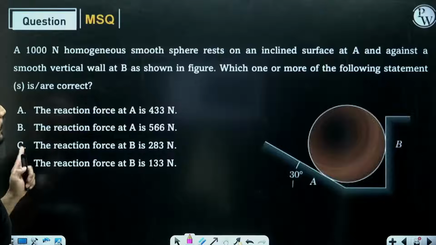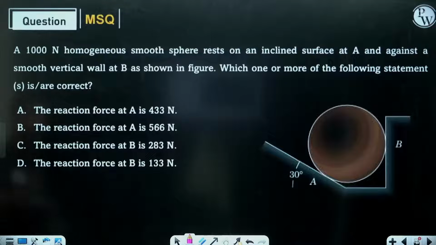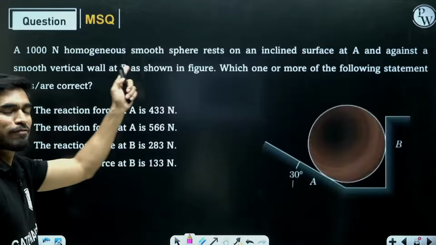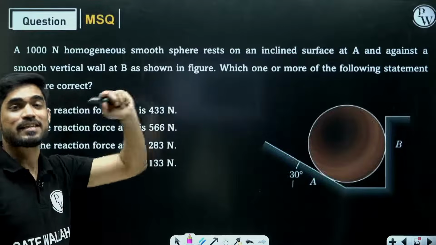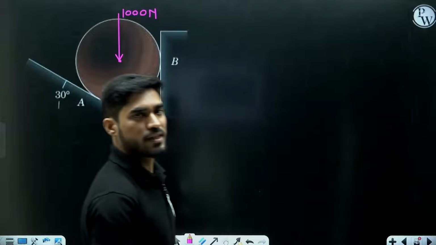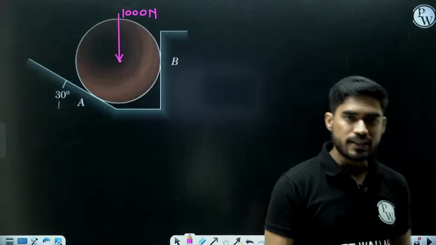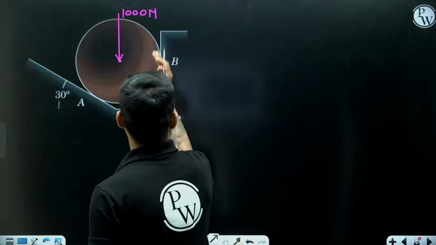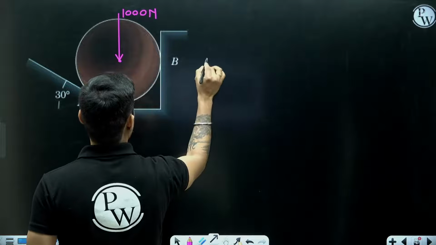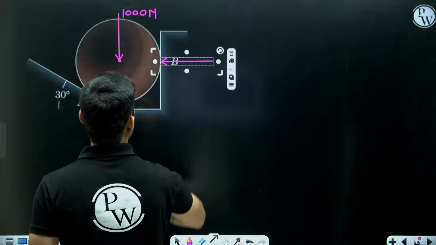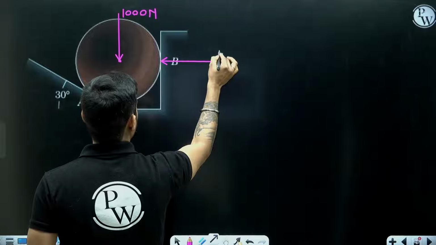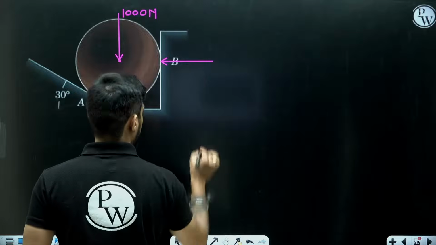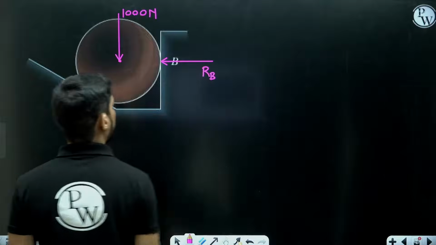Now, at point A and B, we have frictionless surfaces. Smooth surface means frictionless surfaces. And in case of frictionless surfaces, you get the reaction normal to the surface. So at point B, the surface is vertical, so the reaction will be horizontal. So it will be RB.